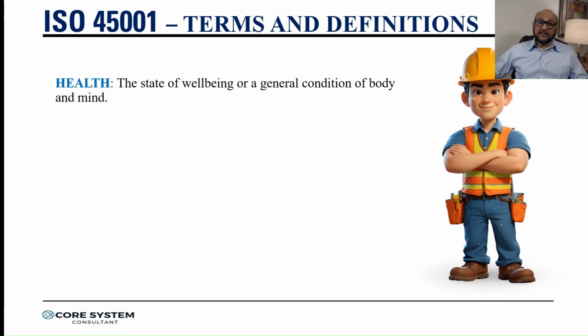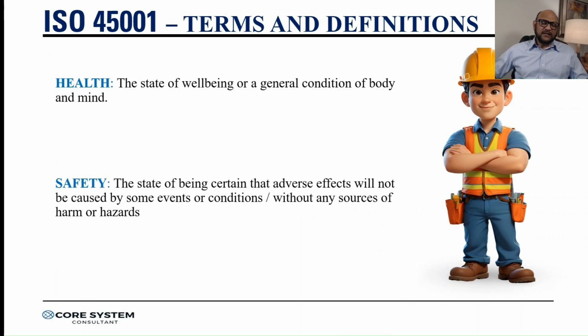Some of the key definitions are, first of all, the word health. The key thing that you note here is that it is the well being of the body and mind as well. So, it's not just the physical body that we are talking about. Safety, as you can easily understand, is the state of being safe without any sources of harm or hazard to a human. That is called safety.